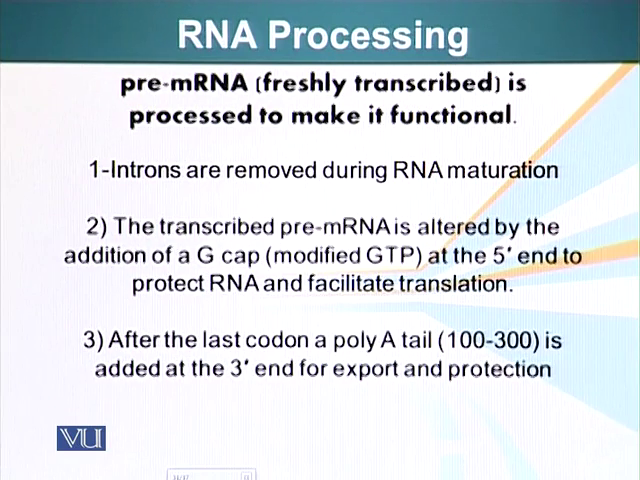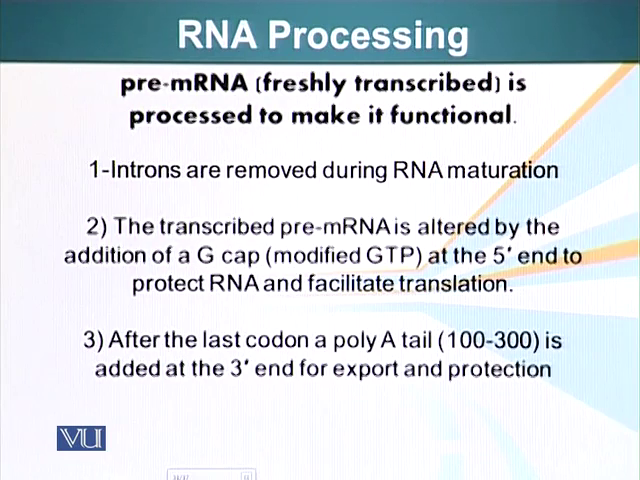The transcribed pre-messenger RNA also has to get a cap, a modified GTP, at the 5' end of the messenger RNA. This is basically done to protect the RNA. RNA is a very labile molecule as compared to DNA. RNA has a very short life because it degrades very, very easily.